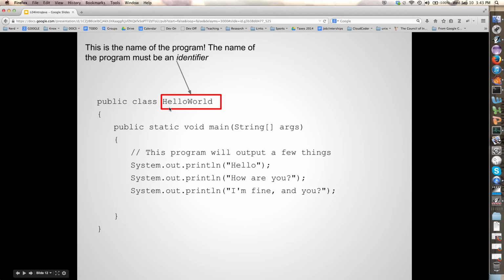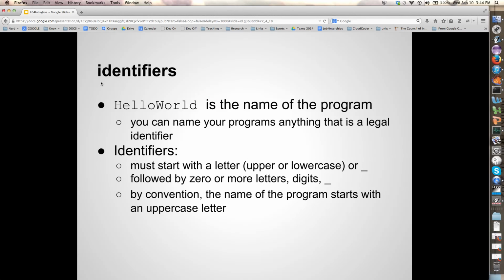Now, this next part here, hello world, this is actually the name of the program. And we can name the program anything we want, as long as it's what's called a valid identifier. And so this is the next concept we're going to talk about. What are the legal names we can use for the name of the program, the name of a variable, the name of a function, and so on? These have to be identifiers.